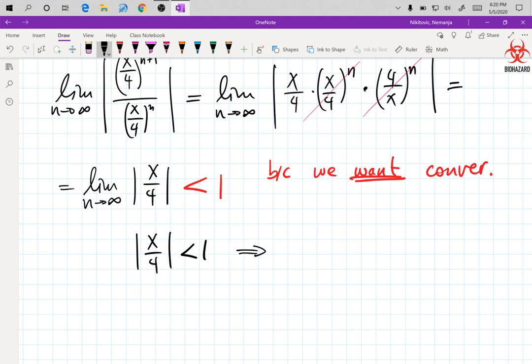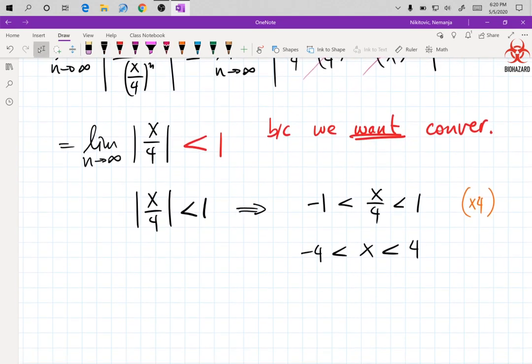Now, if you studied algebra carefully, you know that this is going to be negative 1 less than x over 4 less than 1. That's how you get rid of the absolute values. And then multiply the whole inequality by 4 to get x alone. So you get negative 4 less than x less than 4. This is known as the interval of convergence. That's it. The interval of convergence is negative 4 to 4.